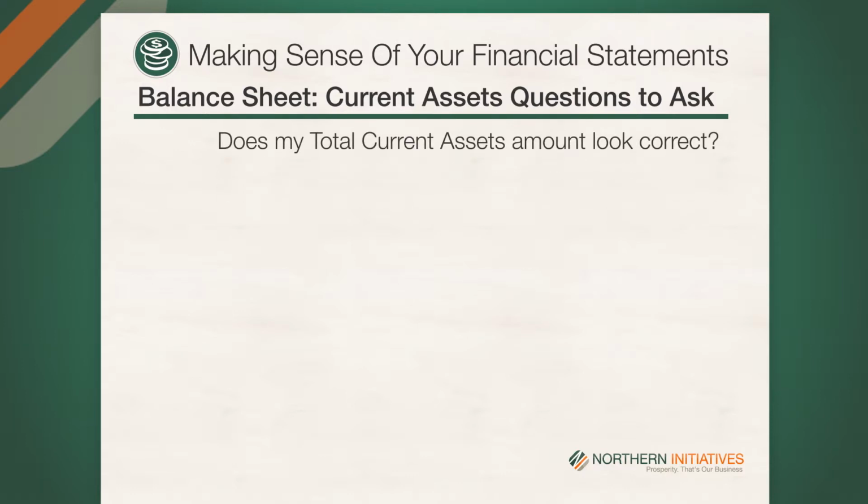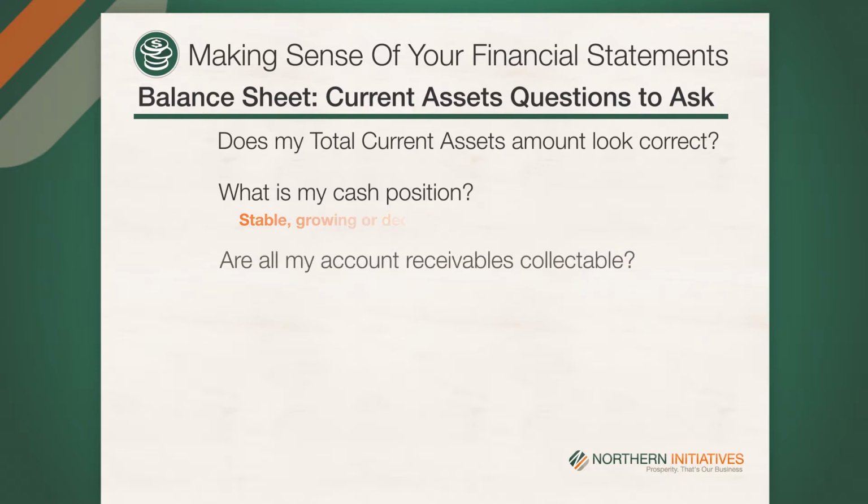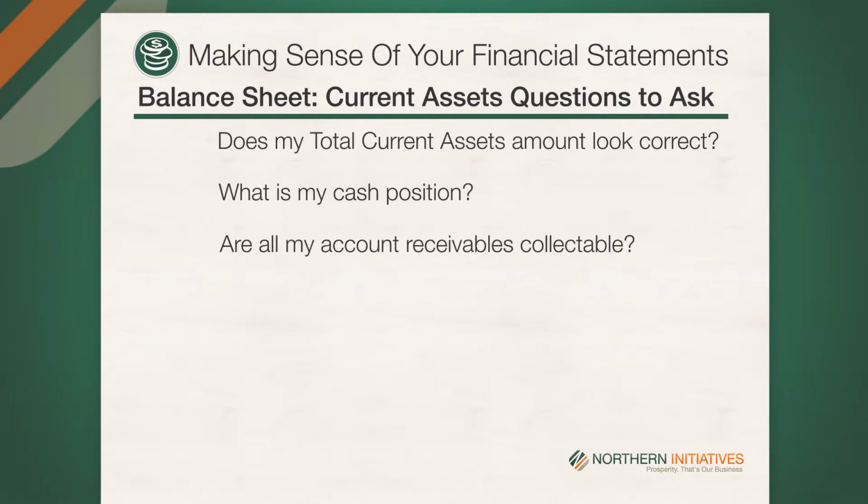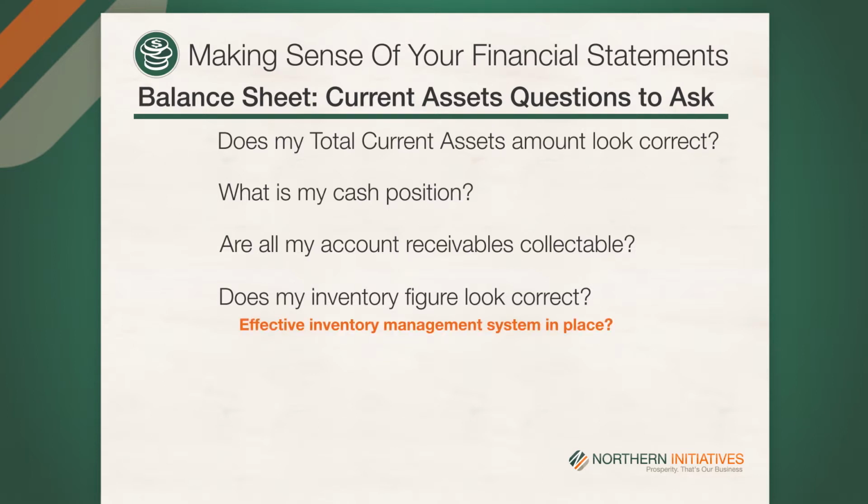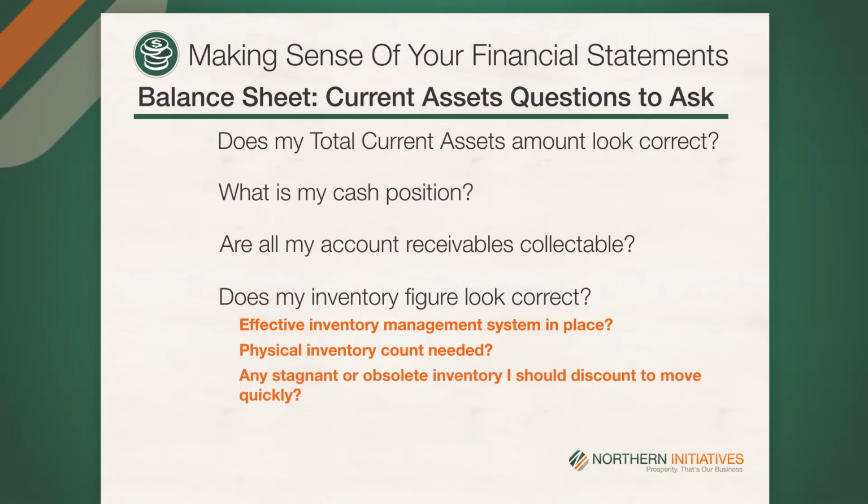Does my total current assets amount look correct? What is my cash position? Is it stable, growing, or is it declining? Are all my account receivables collectible? Are there any calls I should make to collect receivables that are beyond term? Does my inventory figure look correct? Do I have a good inventory management system in place? Is a physical inventory count needed? Do I have any stagnant or obsolete inventory I should discount to move quickly?